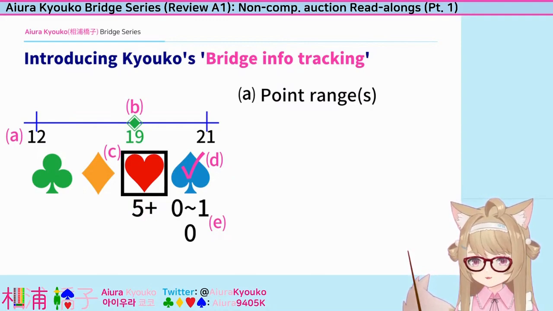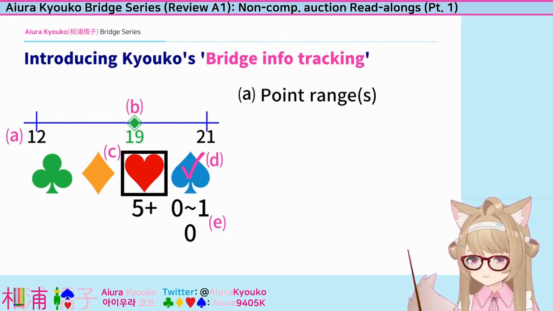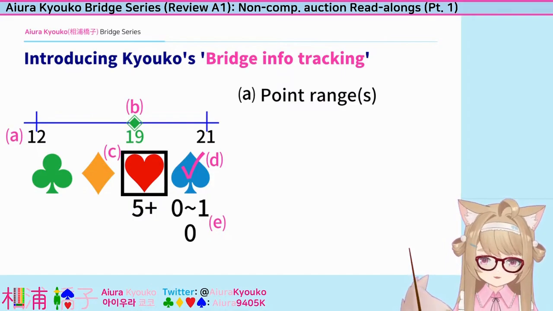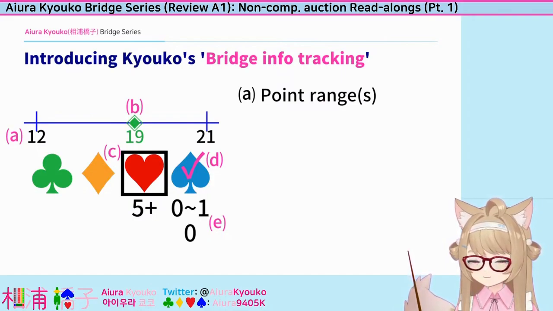So A, which is below the line and on the side, both sides are point ranges. Usually with a normal opening range, it will be 12 to 21. For big hands, it will be from 22, and preempts would be 5 to 11.